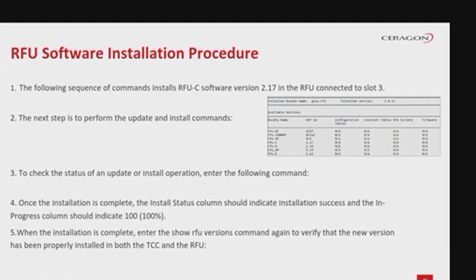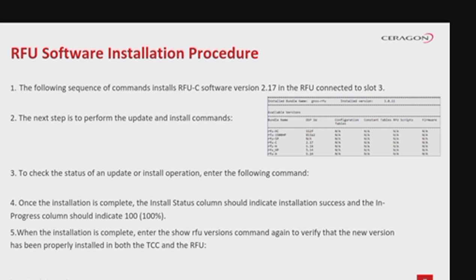In this slide, an example is shown with the upgrade procedure for an RFU-C unit. After successful login into the IP20 unit using, for example, Telnet, follow these steps. 1. Prior to the installation, check the installed version using the following command: Platform, Software, Show, RFU, Versions.